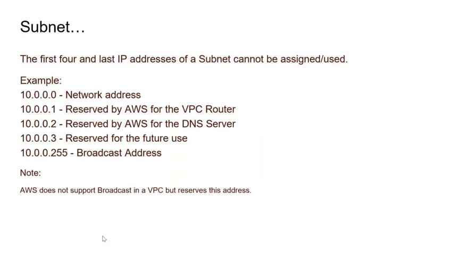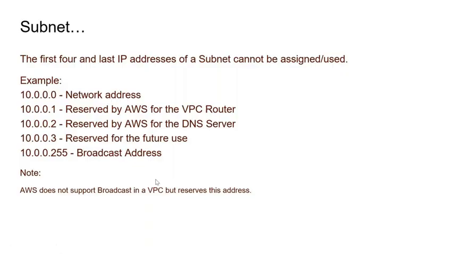You should understand that the first 4 and the last IP address of a subnet cannot be assigned or used. You should remember this. If you take any range, the first one, 10.0.0, is the network address. The second one is reserved by AWS for the VPC router, and the third one is reserved by AWS for the DNS server. The fourth one is reserved for future use, and the last one is called the broadcast address. That is also reserved. AWS does not support broadcast in a VPC, but reserves this address. You cannot use the broadcast address, but it is available and it is reserved.